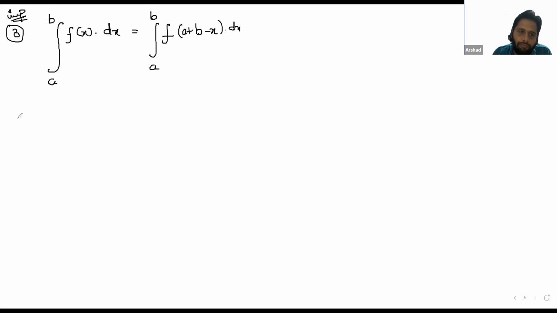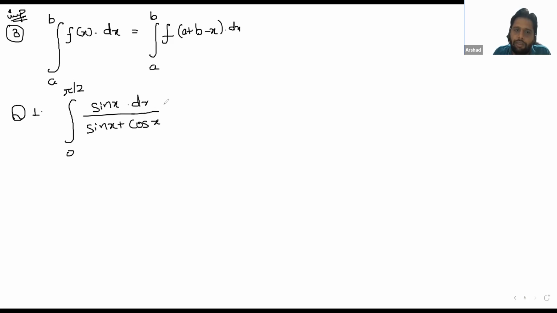Okay. So we will check what type of questions we can get from this property. For example, if we have 0 to pi by 2, and we have a question like this, sin x by sin x plus cos x, dx. If you try to solve this directly, then please check, this question becomes so much complicated. If you try to solve this question directly, it is a very, very complicated question.